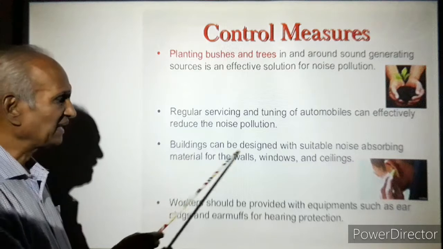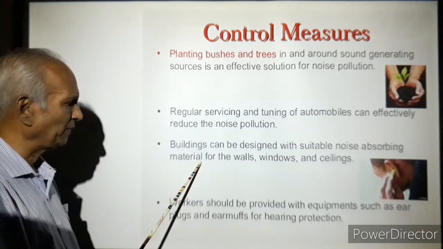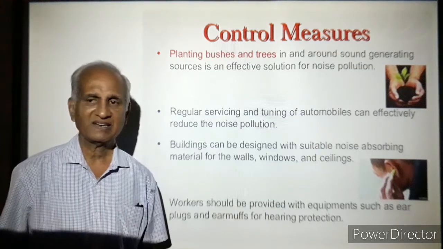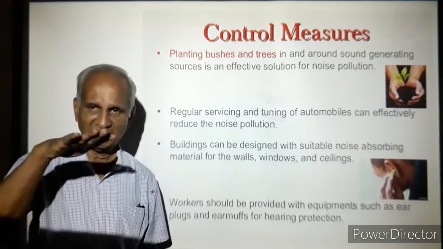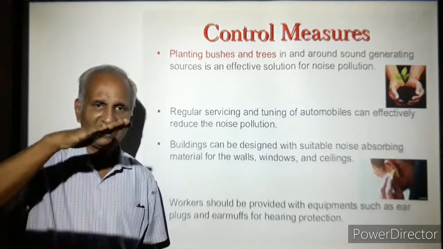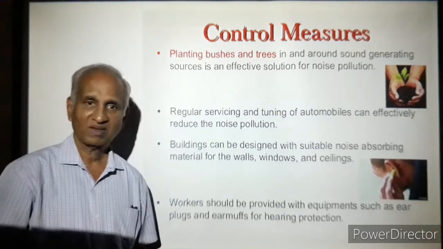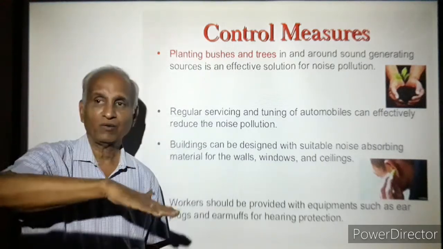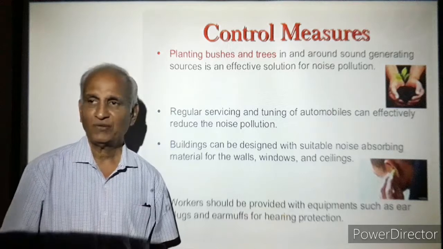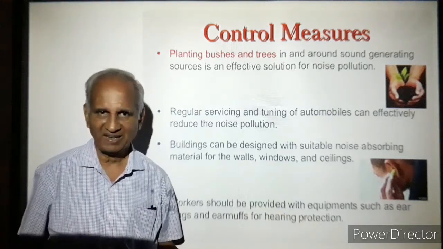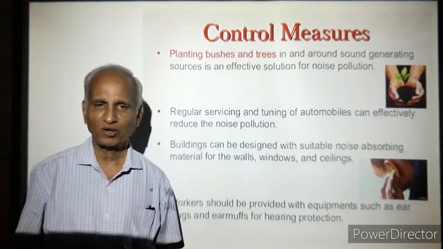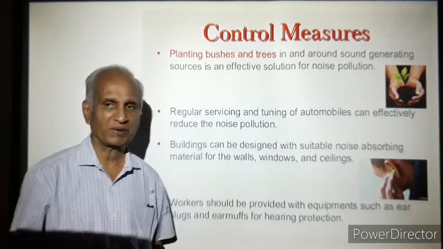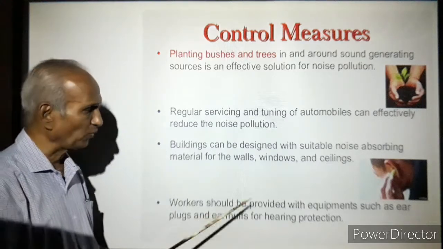Then, buildings can be designed with suitable noise absorbing material for the walls, windows and ceilings. You know, theatres are designed by special craftsmen to see that the sound pollution level is as low as possible. They will have different absorbing materials on the walls to bring down the echoes. If too much of echoing is there in a theatre, you will not be able to enjoy the movie at all. The sound system should be good. Sound absorption too has to be good. There should not be echoing of the sound.